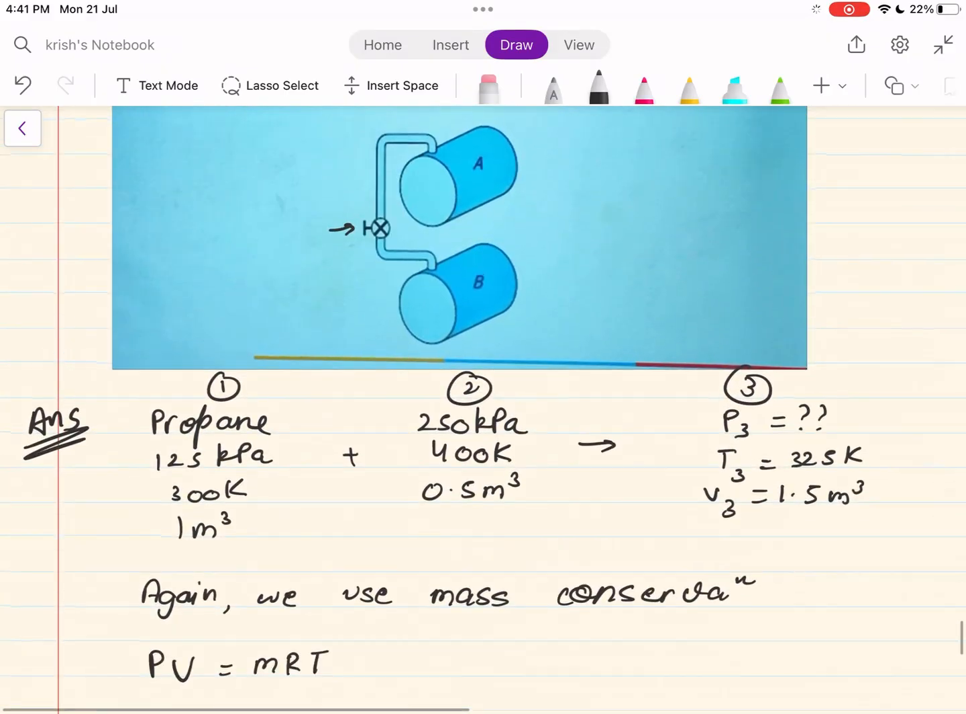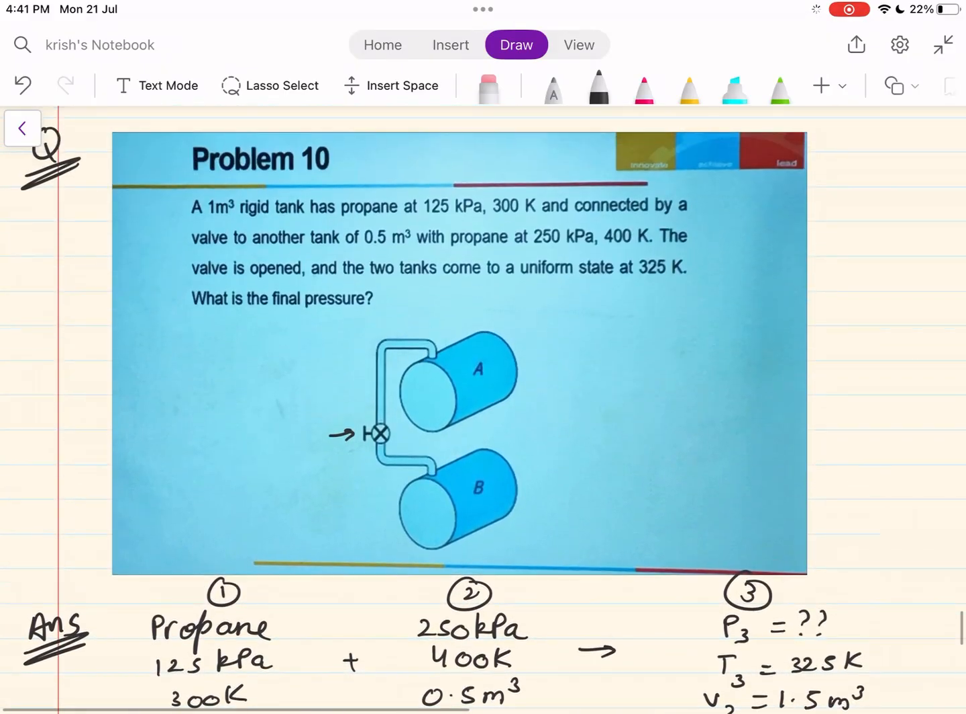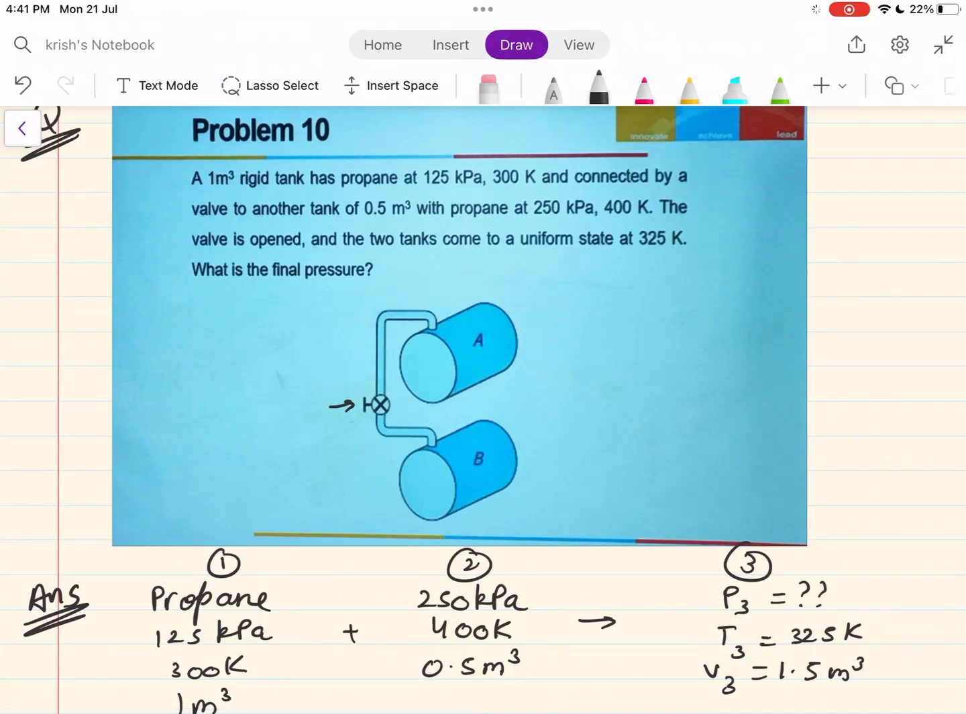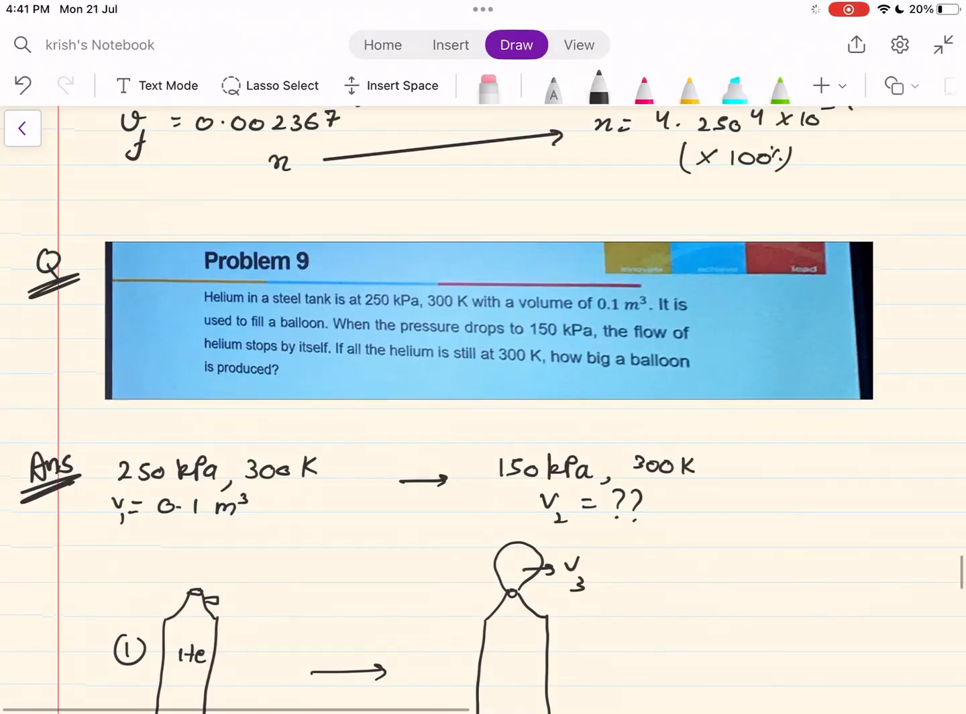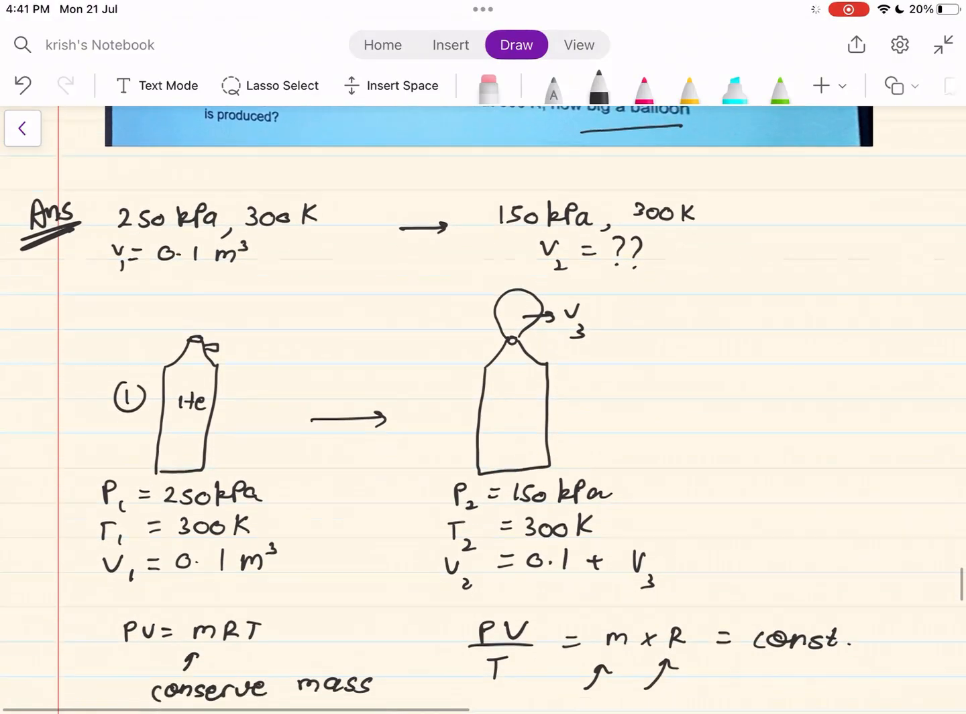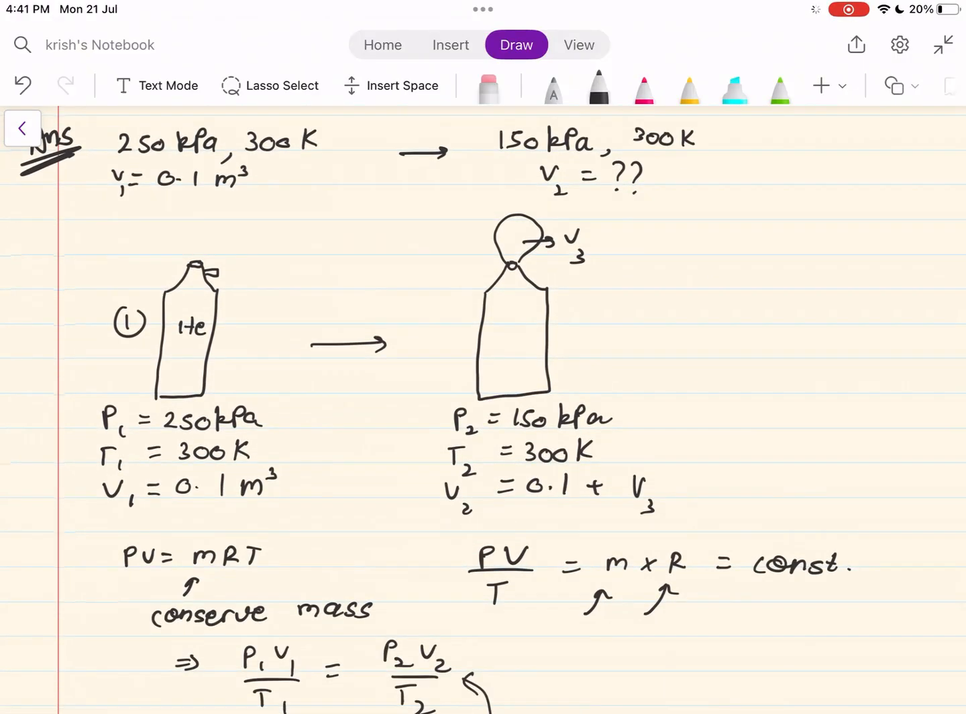So in this question, basically we conserve mass. You just have to be smart enough to realize that there is no mass exchange taking place except inside the system. In the previous question we also did the same thing, except you have to keep in mind that 0.1 plus V3 is the important statement here. Obviously we can solve it using some other variable and then subtract 0.1 from that, but I find it better to keep in mind initially that the volume has gone somewhere else into the balloon.